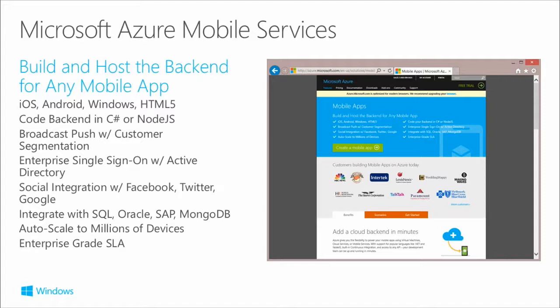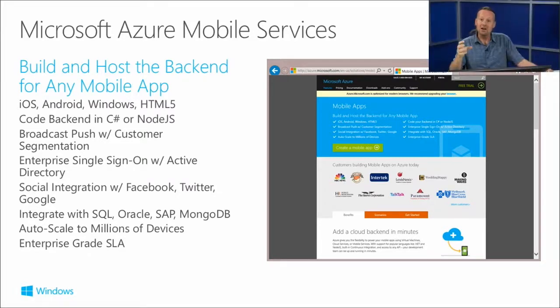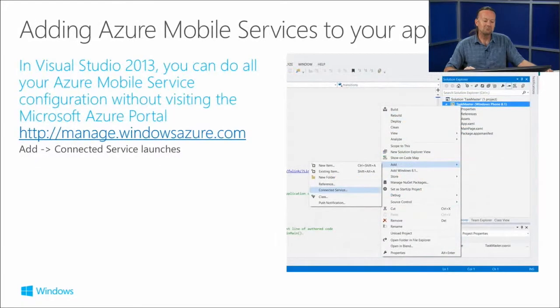And your backend database, so behind all this there'll be some kind of database, can be SQL Azure, or it can be Oracle, SAP, MongoDB. You can scale it out to millions of devices. This is a proper cloud service. It actually comes with an enterprise-grade service level agreement. It's a really, really cool offering that you can use to build out your backend.